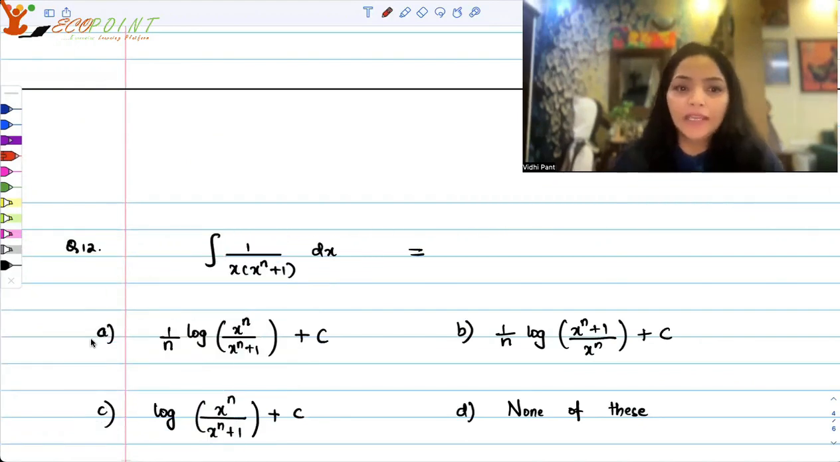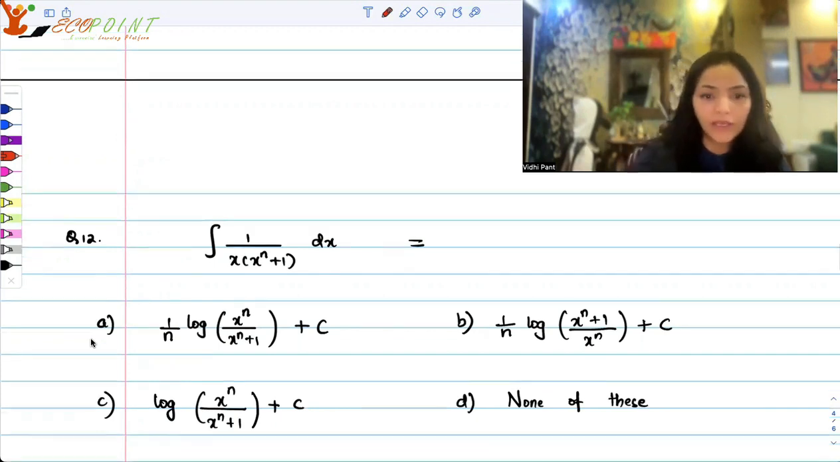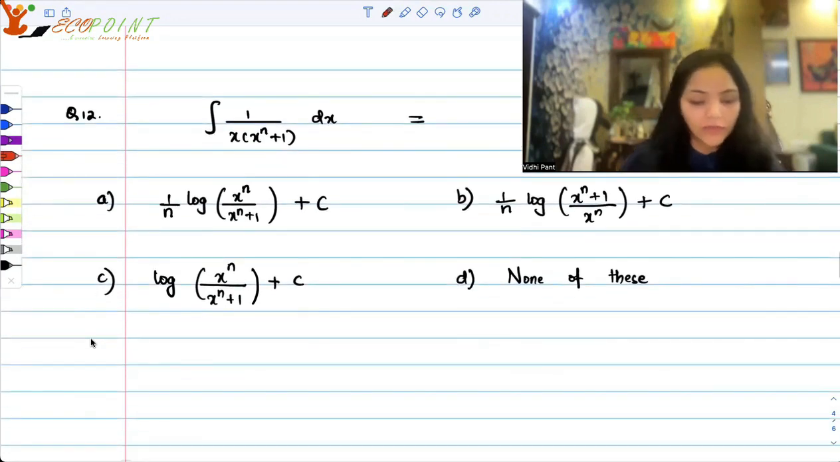Let's find the integral of 1 upon x into x to the power n plus 1. Is it 1 upon n log of x to the power n upon x to the power n plus 1 plus c? Is it 1 upon n log of x to the power n plus 1 upon x to the power n plus c? Is it log of x^n upon x^n plus 1 plus c, or none of these? Okay, so let's just try to figure out what it would be.